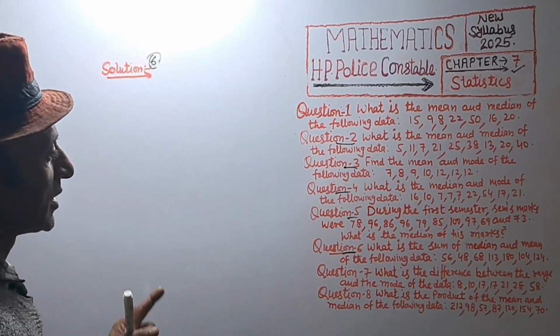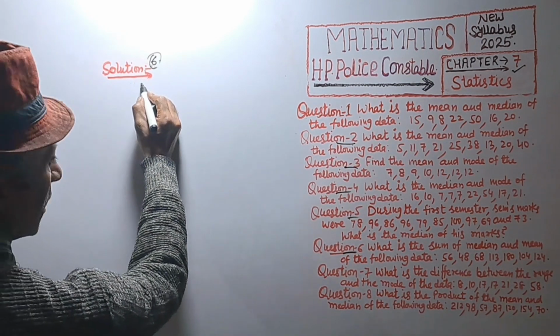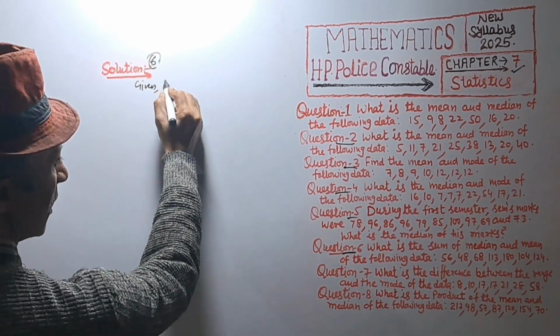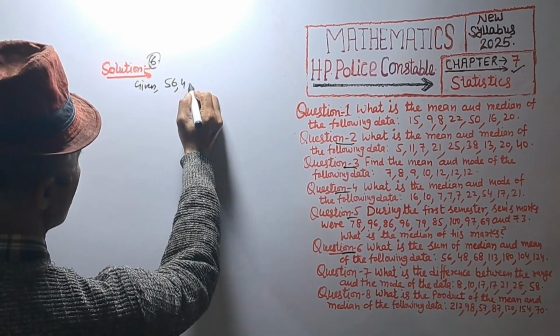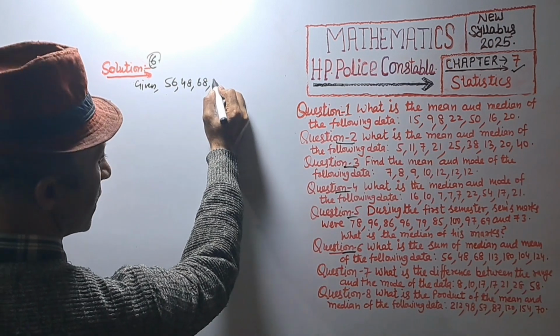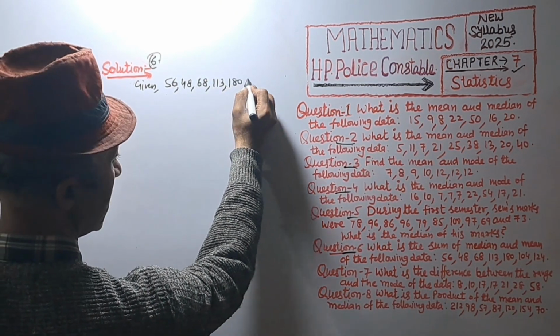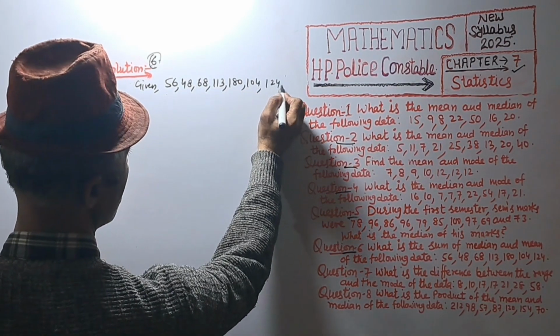Question number 6. What is the sum of median and mean of the data? Given data is 56, 48, 68, 113, 180, 104, 124 last.